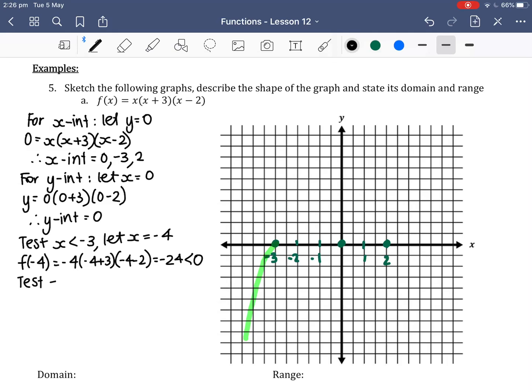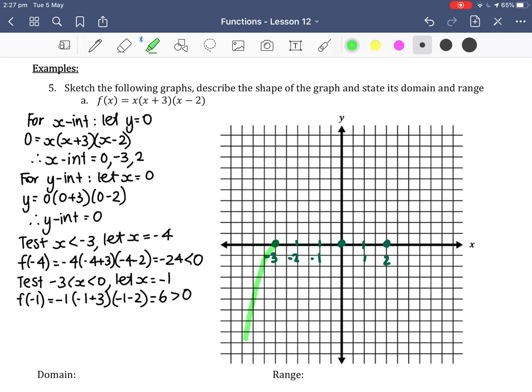So we're going to test between minus 3 is less than x is less than 0. So we're going to let x equal negative 1. So we're going to sub negative 1 into our function. When we put that into a calculator, we get negative 1 bracket negative 1 plus 3 close bracket open bracket negative 1 minus 2. And we get that it equals 6, which is greater than 0.